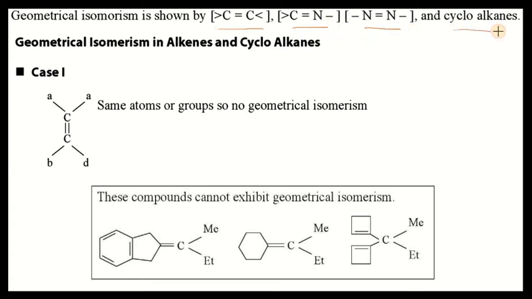And for cycloalkanes we have examples. These are the possibilities. The first case is where a carbon-carbon double bond is there. If the doubly bonded carbon includes two of the same atoms or groups, there is no possibility of geometrical isomerism. This is also a most important point to be noted: when it is possible and when it is not possible. Compounds that cannot exhibit geometrical isomerism are these. Here and here we have the same groups, and here we have the same type of groups. It is not possible.